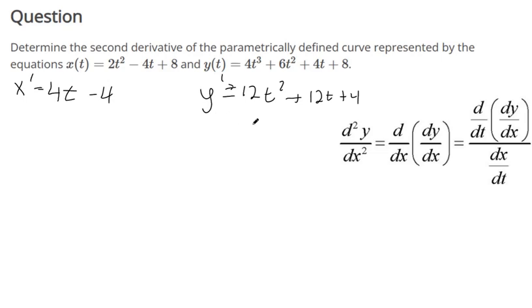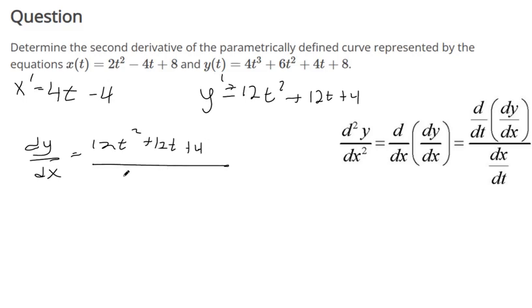Okay, so that's the derivative, and so the numerator of the second derivative should be a derivative with respect to t of dy/dx. So we need dy/dx first. Remember we said dy/dx, from a previous video, was the derivative of y with respect to t divided by the derivative of x with respect to t. So the numerator of the second derivative says you have to take a derivative with respect to t again.